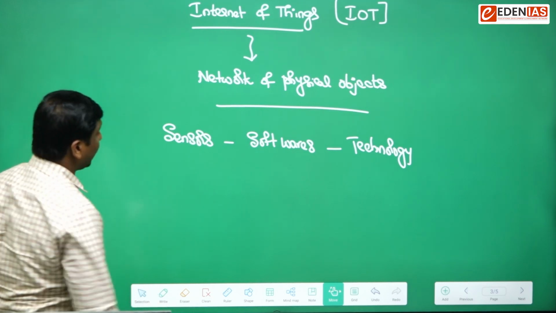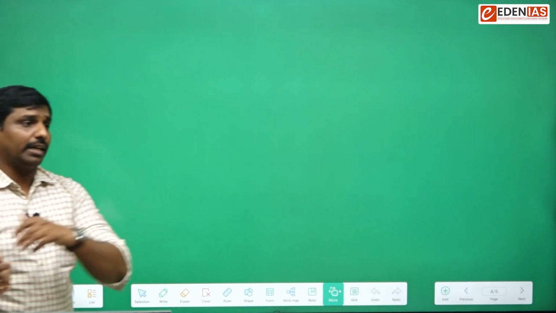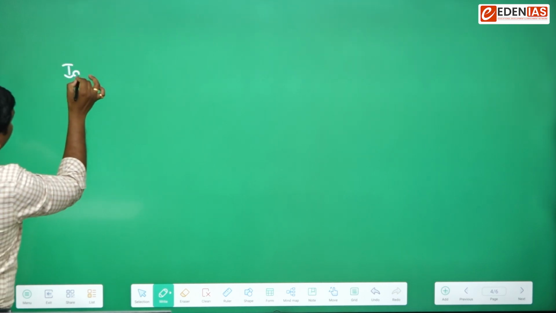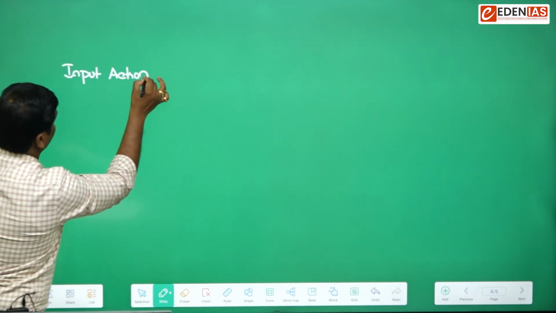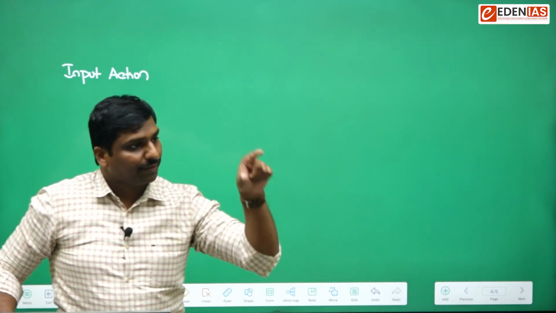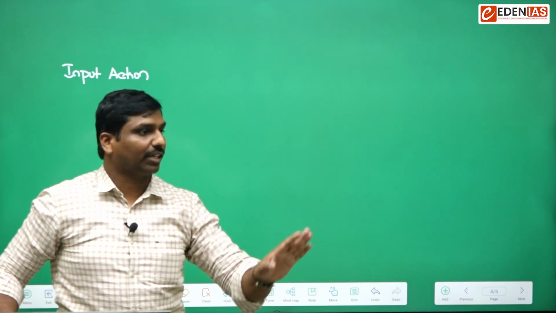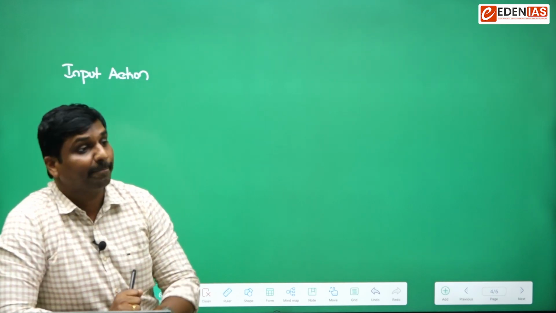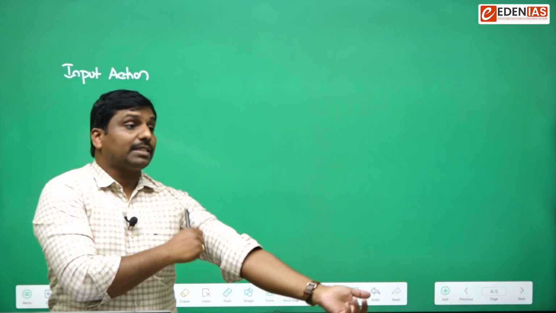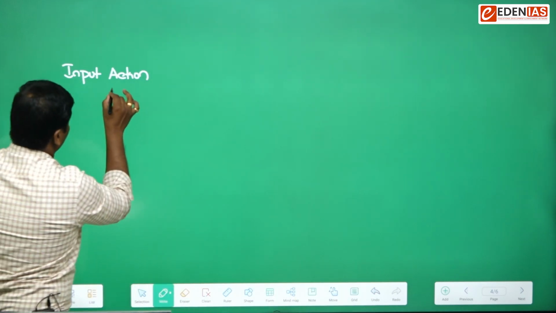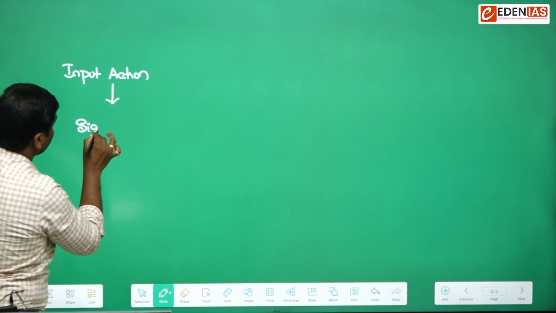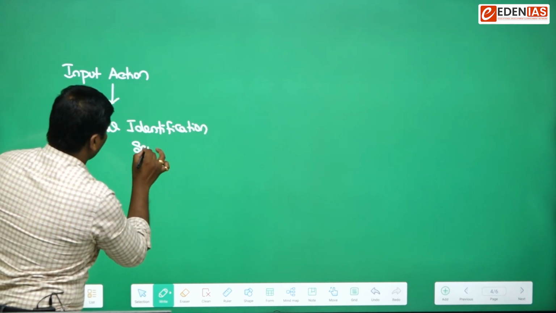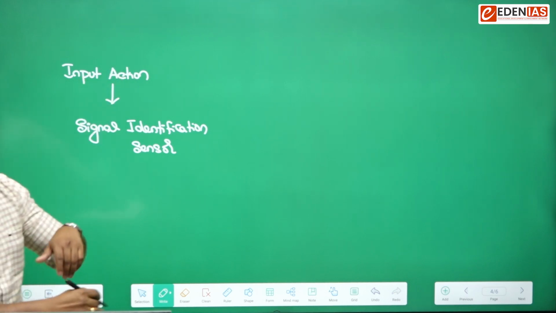Usually, as I was saying, there would be an input action. An input action would be given, like, let's say, after your smartphone rings, you turn off the alarm. That's the input action. With this input action, all other sequential and series of events will happen. How will it happen after this input action? Then there would be a signal identification sensor connected to this. This signal identification sensor will catch up that thing.